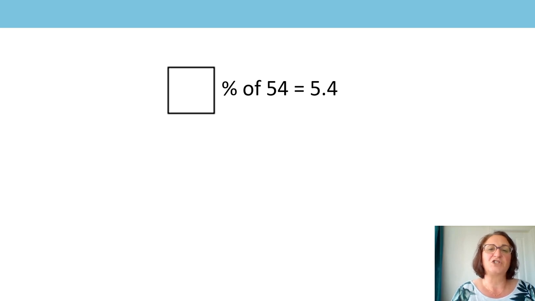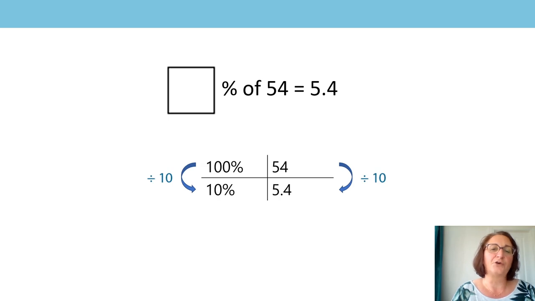I looked at the relationship between 54 and 5.4, and I know that 5.4 multiplied by 10 equals 54. Therefore, 54 divided by 10 must equal 5.4. So the answer must be 10% of 54 equals 5.4. We can see it here, 10% of 54 equals 5.4.